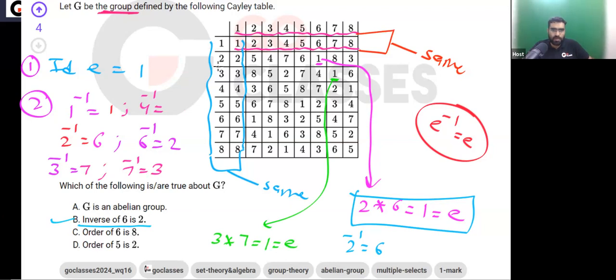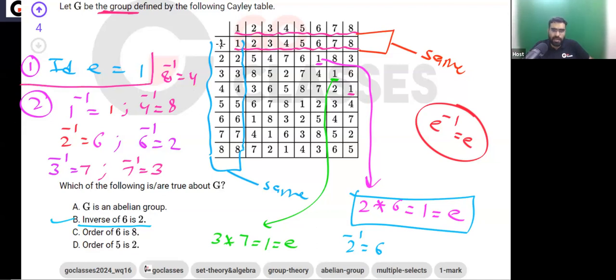So 1 and 2 are done. Now, what is the inverse of 4? You can easily notice, the inverse of 4 will be 8. So automatically the inverse of 8 will be 4.